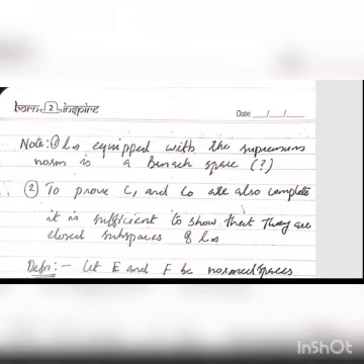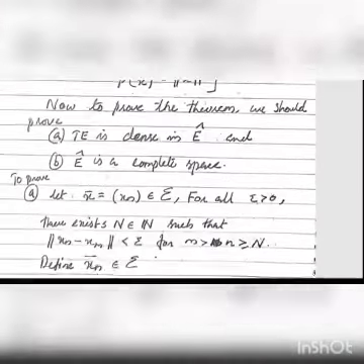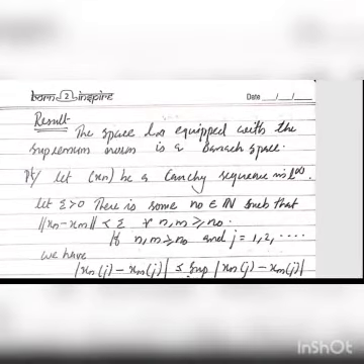So, as note 1, l infinity equipped with the supremum norm is a Banach space. So, we will prove it. The proof of this I have given you at the end of the notes. See here. The space l infinity equipped with the supremum norm is a Banach space.